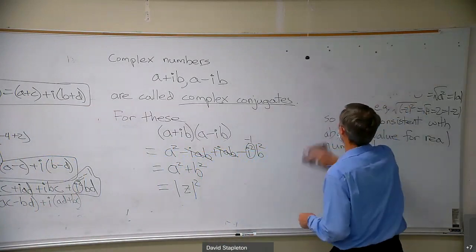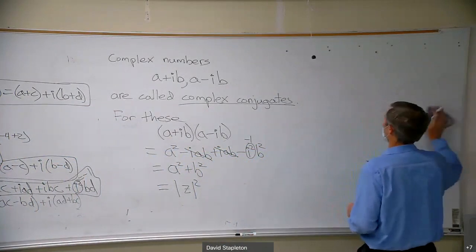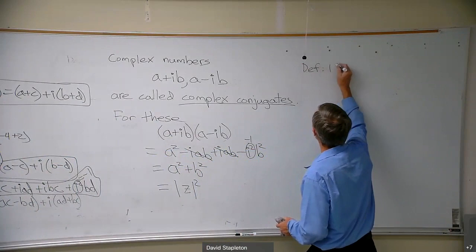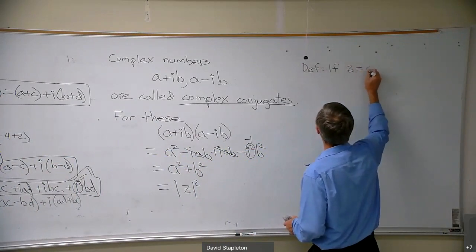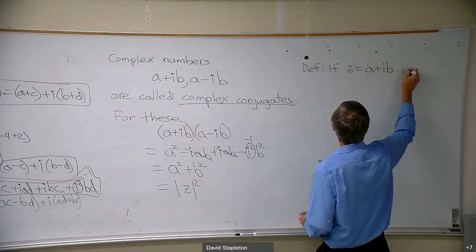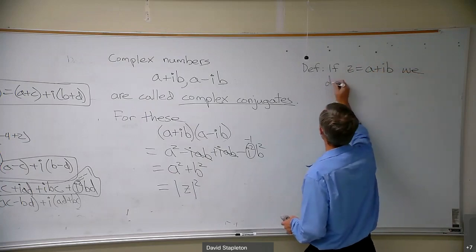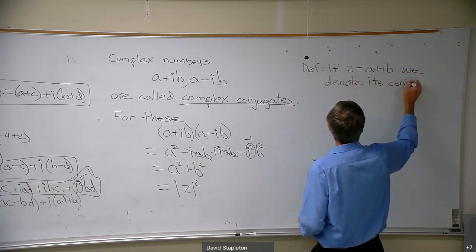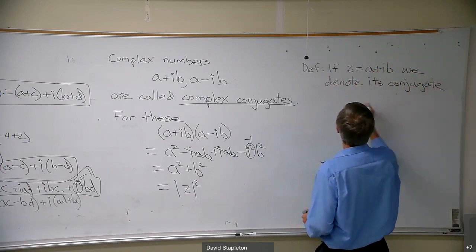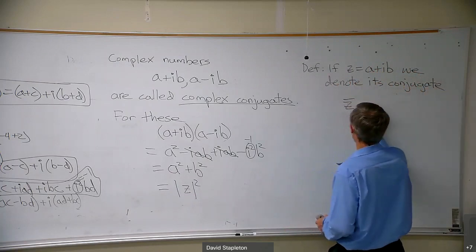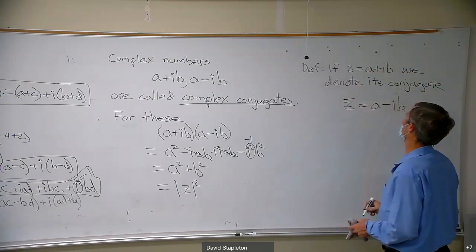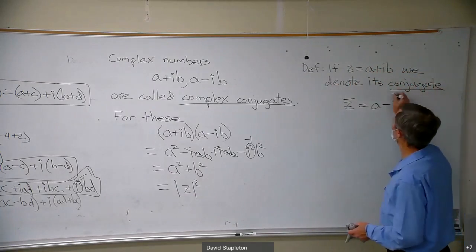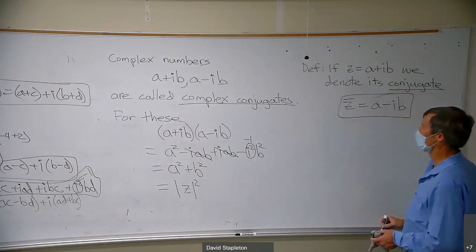Because this complex conjugate concept is so important, we make the following definition. If Z is the complex number A plus IB, then we denote its complex conjugate by Z bar. That will mean A minus IB. Just change the imaginary part to negative, or positive from negative. So that'll be its conjugate. That's an easy thing, right?